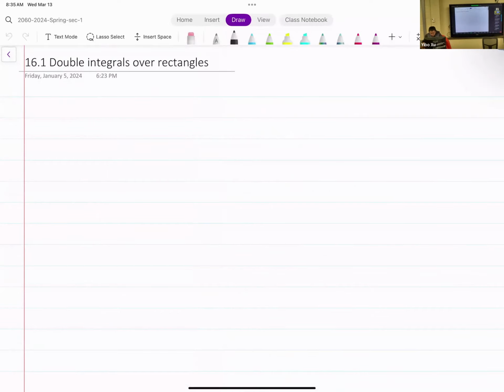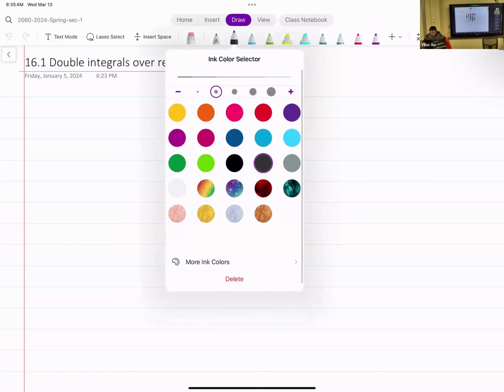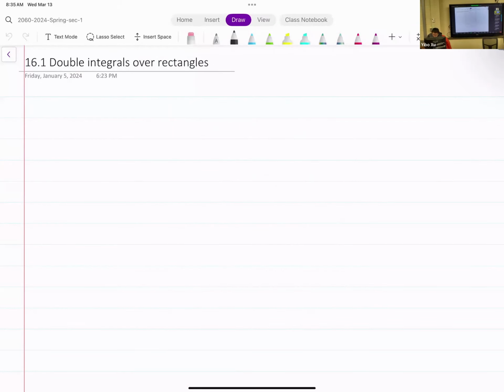So here, double integrals over rectangles. This is the extension from the univariate case. In the univariate case, we have a one-variable function, right? We have a single integral over an interval, which is a closed interval from A to B, let's say. So let's quickly recall how we define that integral in Calc 1.